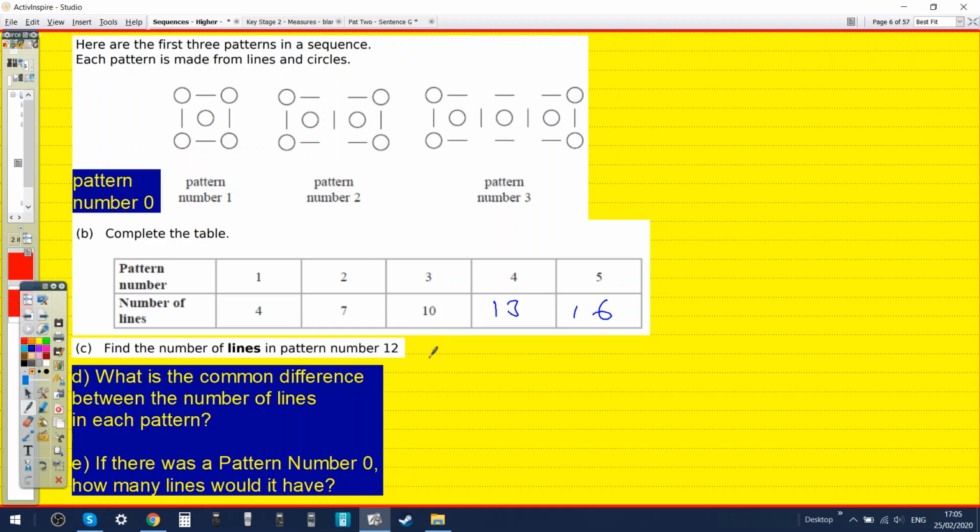Yeah, you can do it. So lines for 6 will be 19. So since it's always double but take away 1, if you double 19 and take away 1, I think you get the answer.